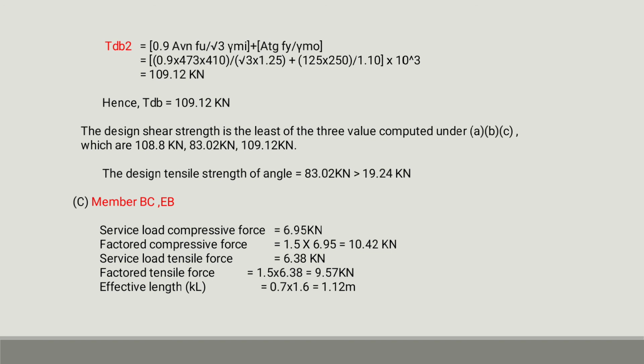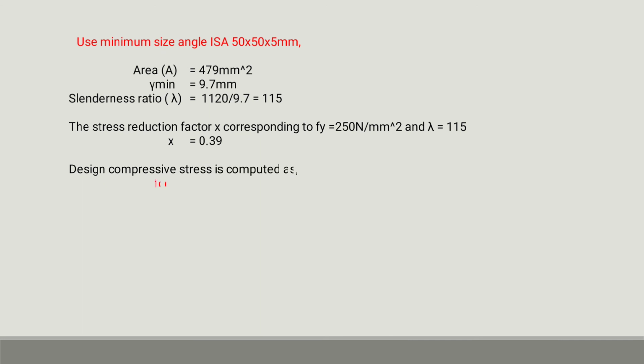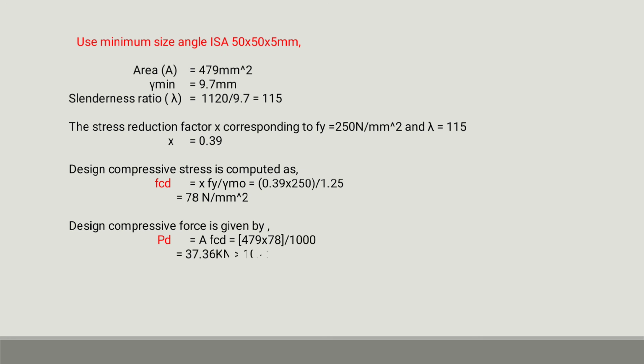So remember CB and EB. The compressive force is 6.95, again multiplied by the load factor, which gives 10.42, and the tensile force is 6.38, again multiplied by the load factor, giving 9.57 kilonewton. So the effective length KL is equal to 0.7 into 1.6 meters, equal to 1.12 meter. So use the minimum size angle ISA 50 into 50 into 5 mm. The area and minimum radius of gyration, all values are taken from our code book. The stress reduction factor corresponds to fy equal to 250 Newton per mm square.